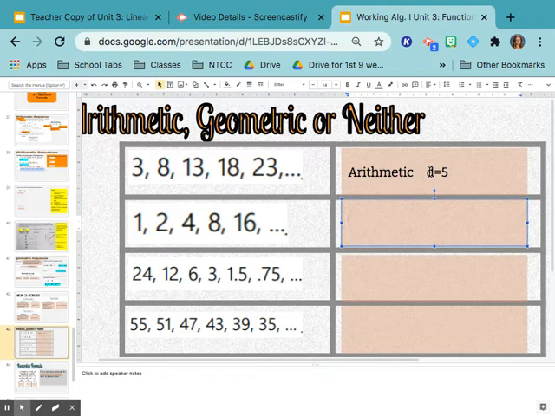And the next one, 1, 2, 4, 8, 16. Geometric. Okay, why? Because it's multiplying. By what? 2. So we're going to put R equals 2.